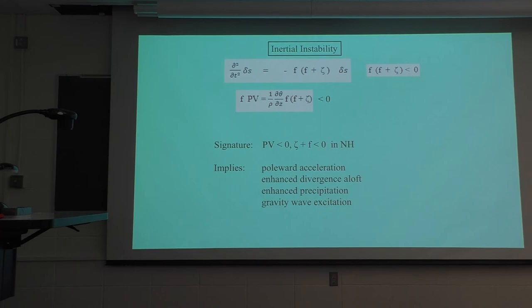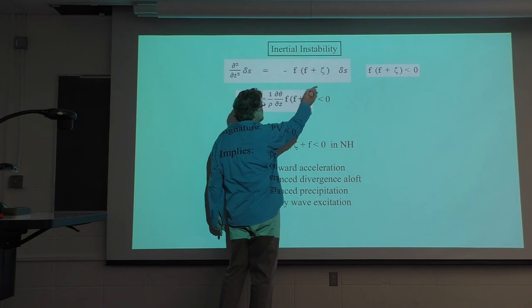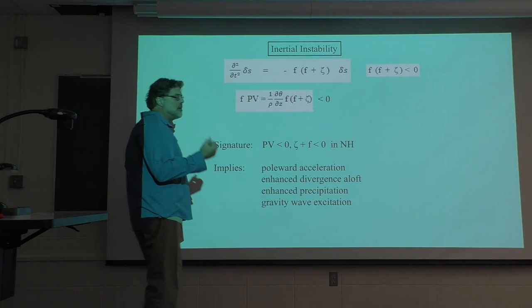The negative member is generally larger than minus F, which makes it inertially unstable. So here's the classic equation for inertial instability, a spring equation, meridional displacement delta S. If this quantity is negative, then there can be acceleration.